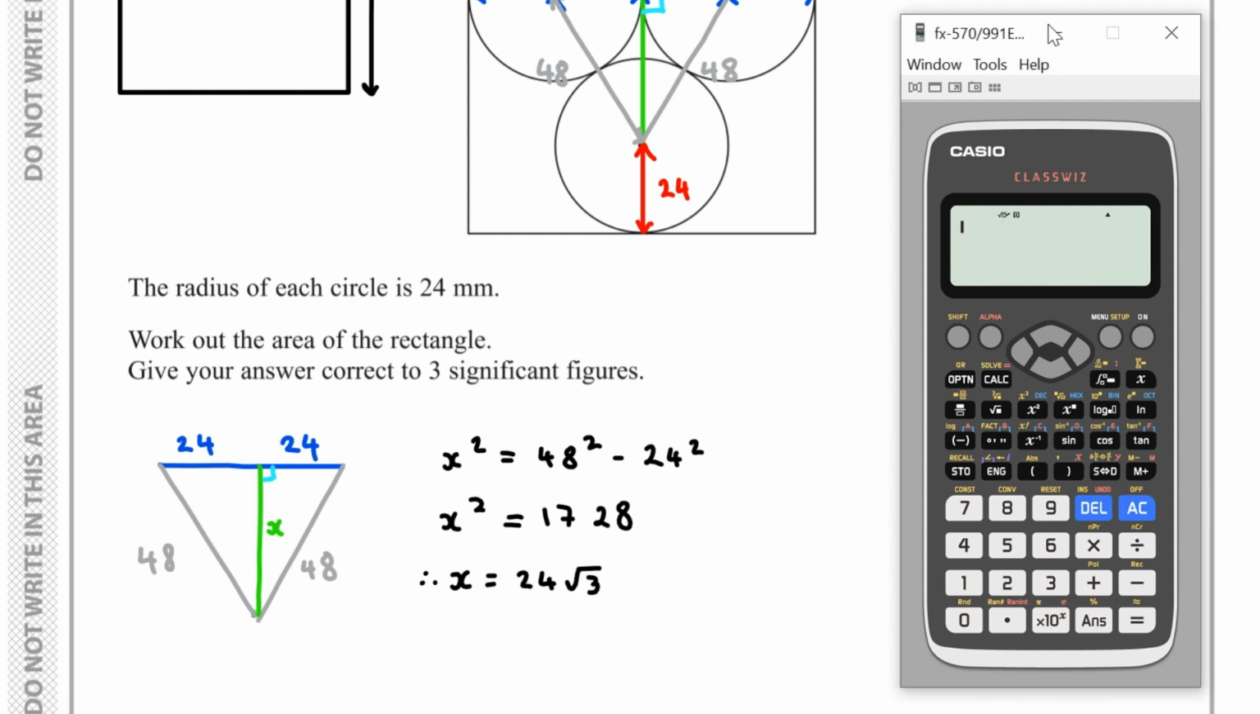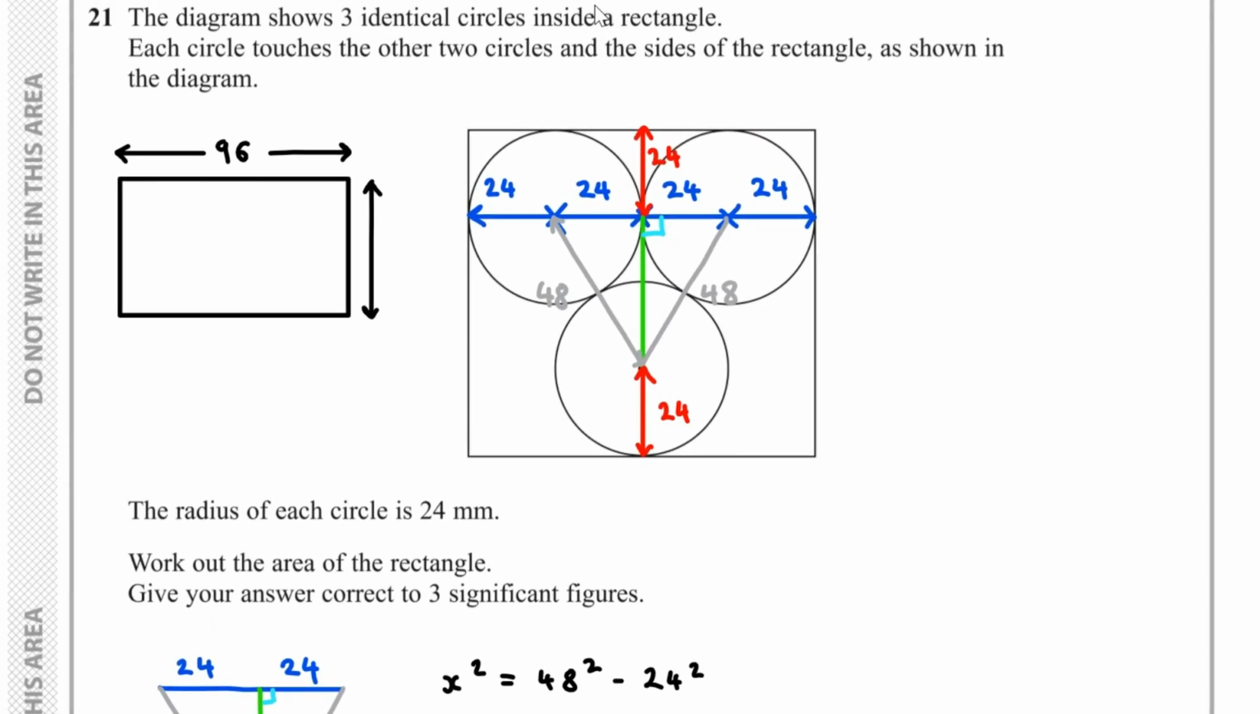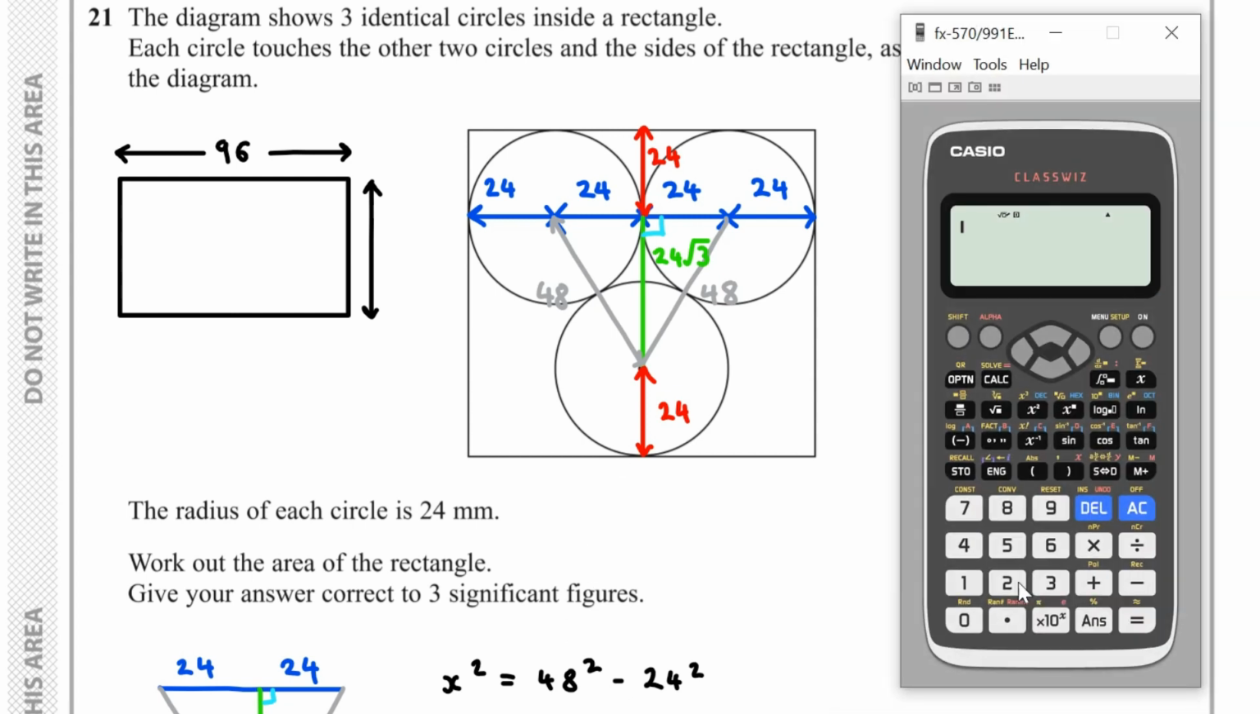Well, how does this help us? If I go back to the diagram, we can add this length in as 24 root 3. So now the total height over here will be 24 root 3 plus 48. So here I get 48 plus 24 root 3. So let's add this in. We've got 48 plus 24 root 3.